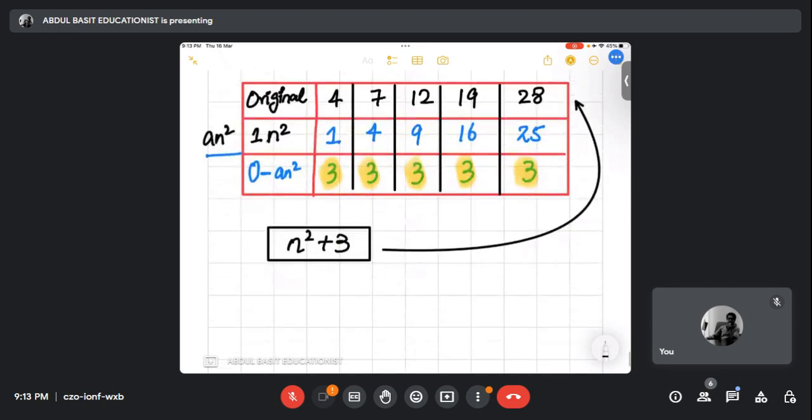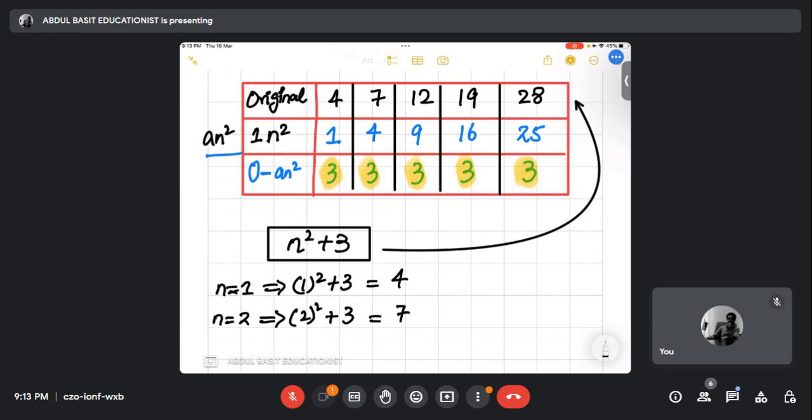Let's check it. Put n is equal to 1. Check it: 1 square plus 3 is equal to 4. Rida, you can see that the first number is 4. Yes or no? Let's check n is equal to 2. So 2 square plus 3 is equal to what? It is equal to 7, or not?